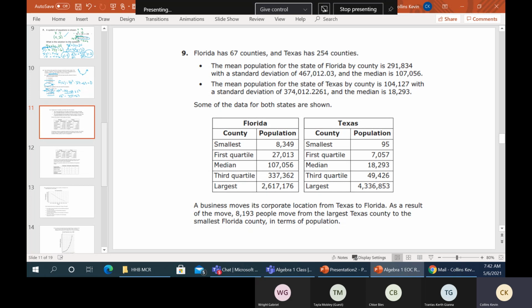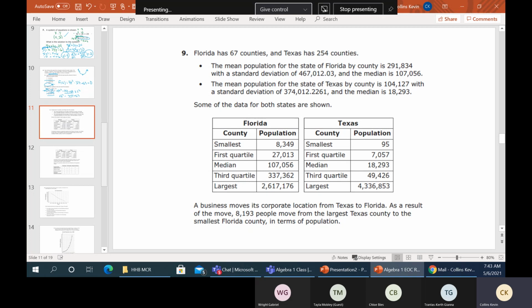I read 330,000 people moved to Florida last year. That's a bunch. Okay. So it says, as a result of the move, 8,193 people moved from the largest Texas county to the smallest Florida county in terms of population. So they moved from some great big place like Dallas to a county probably out in the middle of nowhere here in Florida. Interesting. Okay. So that's what's happening so far.